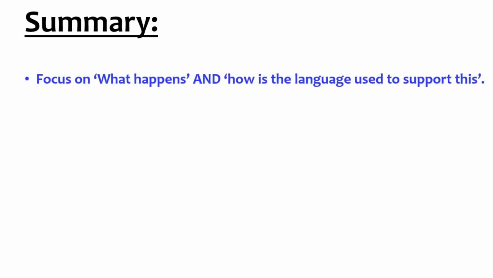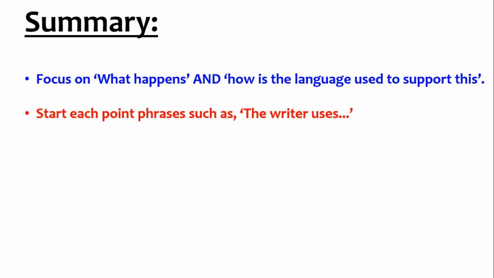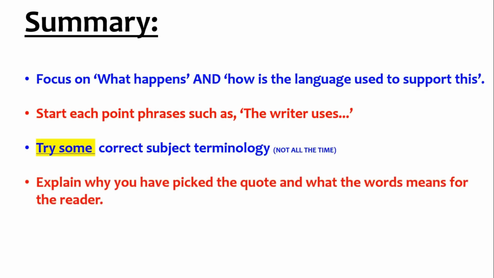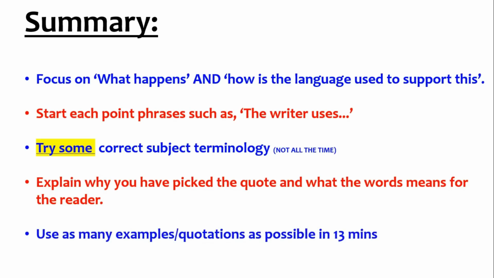So, summary for this question: focus on what happens and how the language has been used. Maybe try to start with the sentence starter the writer uses for your first PE. Try some correct subject terminology, but definitely not all the time. It's better not to use it at all if you don't really know what you're doing. If you're doing 5 to 6 PEs, maybe use subject terminology once or twice. It's more important to explain why the words have been used. The main thing is to explain why you've picked the quote and what the words mean for the reader.